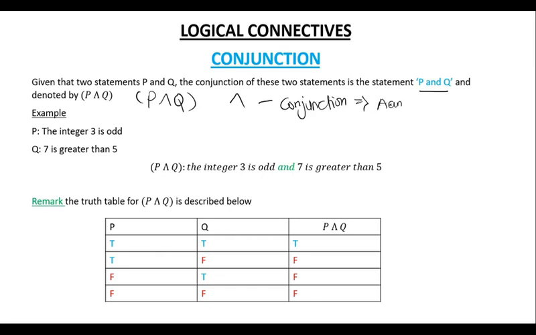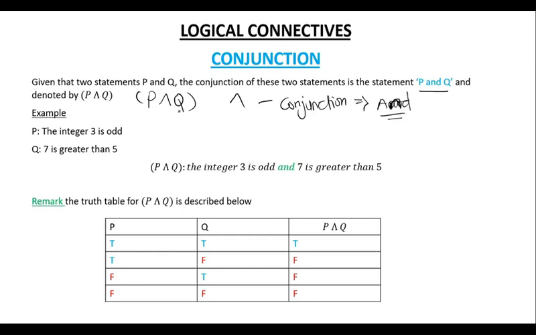And. So it means either A and B or B and C. So it is connecting two variables or statements together. So it means and. Let's have a look at an example.